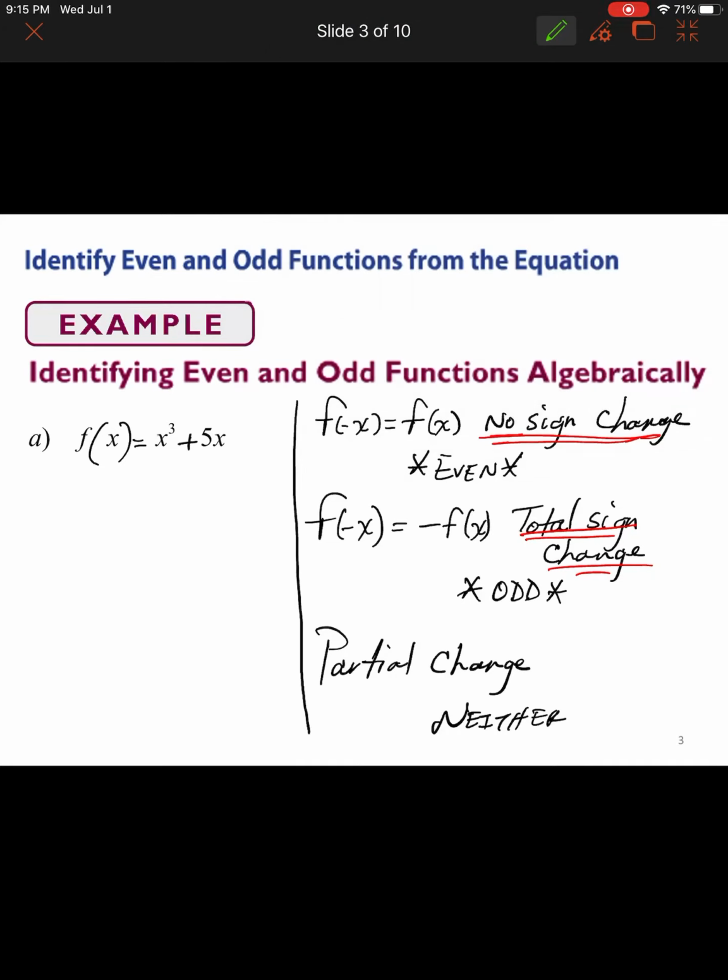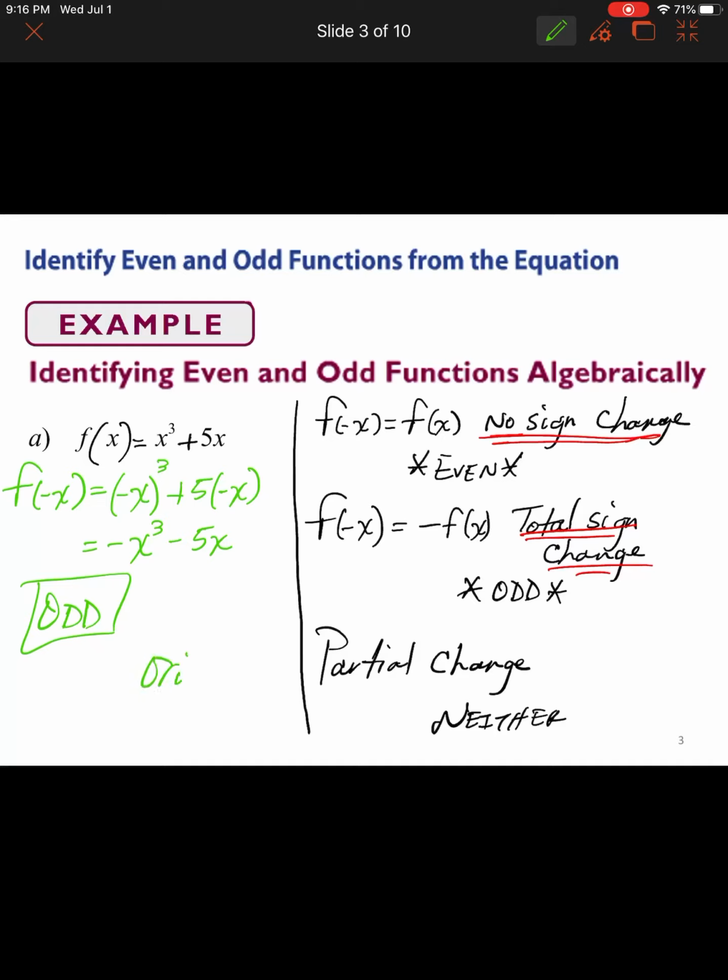So let's plug negative x into our function and see what we get. We plug in negative x, and after simplification, we have negative x cubed minus 5x. All of the signs changed. Since all of the signs changed, that is a total sign change. So that lets me know that I have myself an odd function. And just for a little extra gravy on my mashed potatoes, I'm going to say it's odd and it's symmetric to the origin.